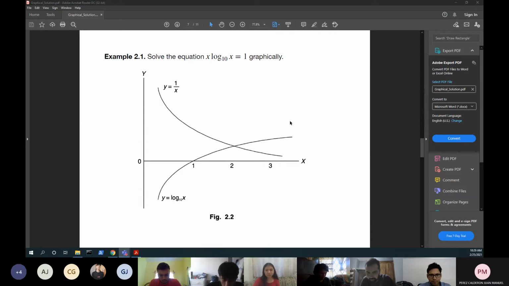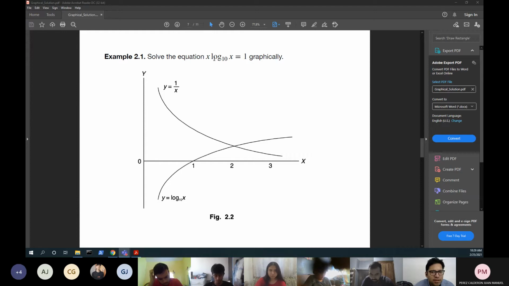Okay, let's continue. This is one of those examples that I want to discuss. You have x log base 10 of x equal to 1. Even though this is not a very complex function, I can pick this function and separate it in two different functions.